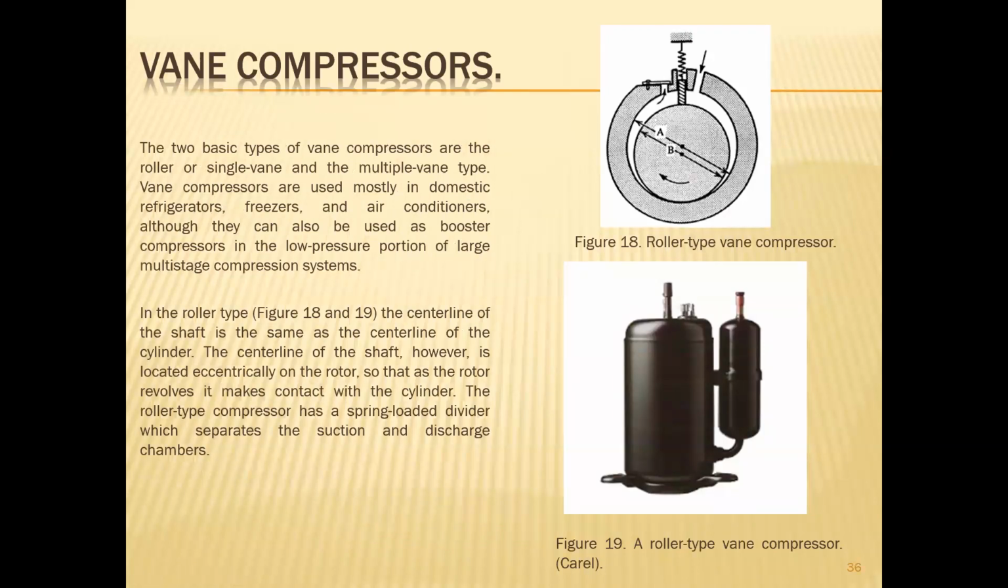Vane compressors are used mostly in domestic refrigerators, freezers, and air conditioners, although they can also be used as booster compressor and the low pressure portion of large multi-stage compression. So in roller type, figure 18 and 19, the center line of the shaft is the same as the center line of the cylinder. So the center line of the shaft, however, is located eccentrically on the rotor so that the rotor revolves. It makes contact with the cylinder. So the roller type compressor has a spring loaded divider which separate the suction and discharge chamber. Ayan, spring.